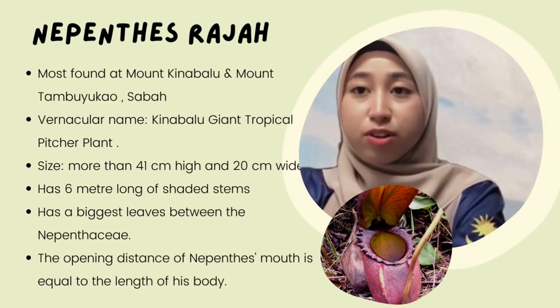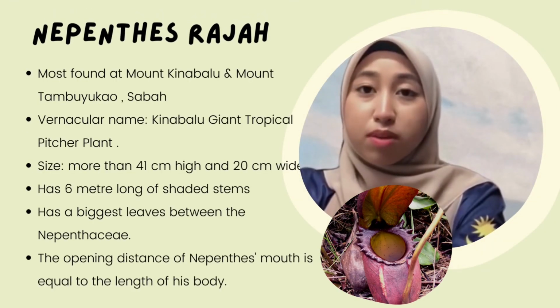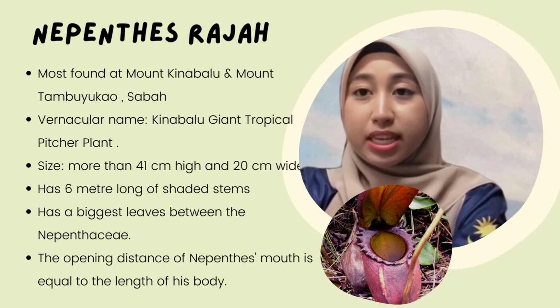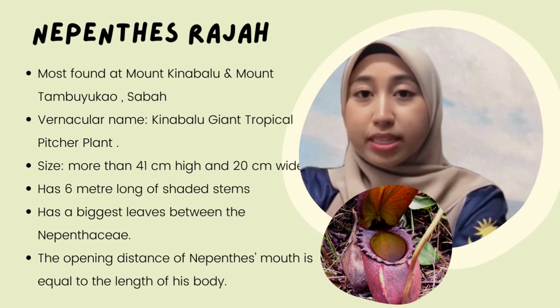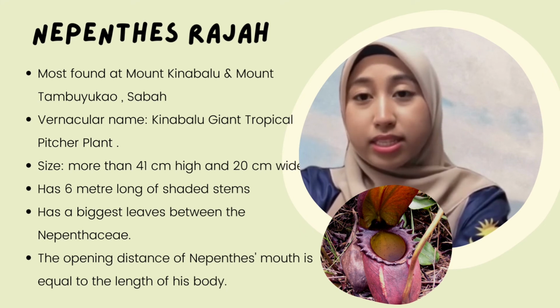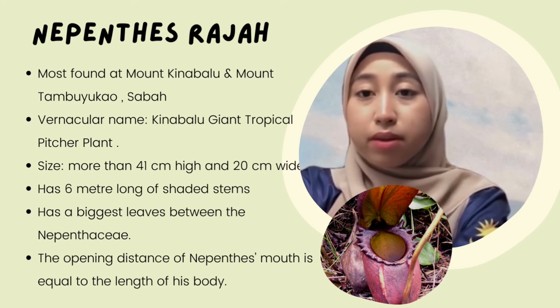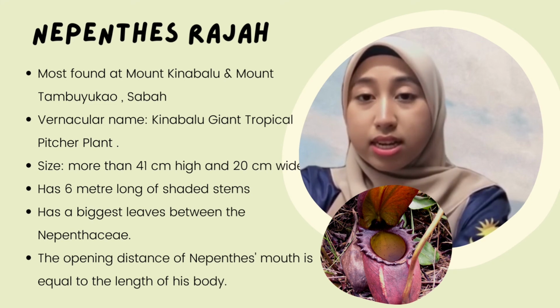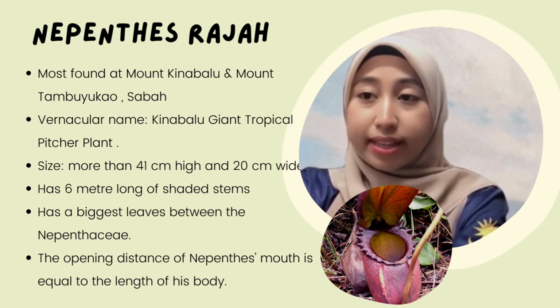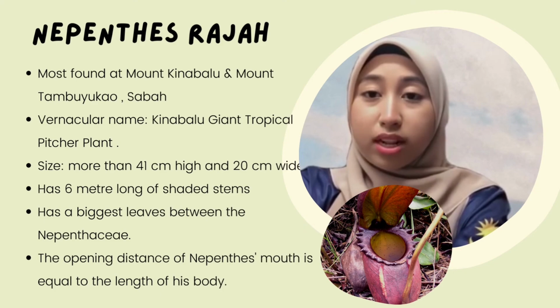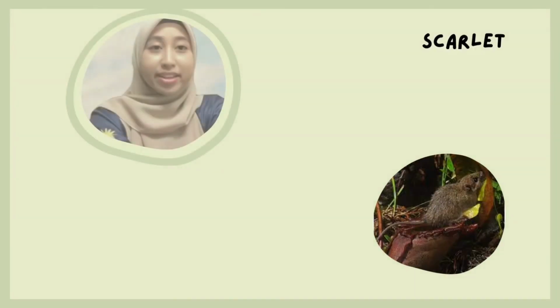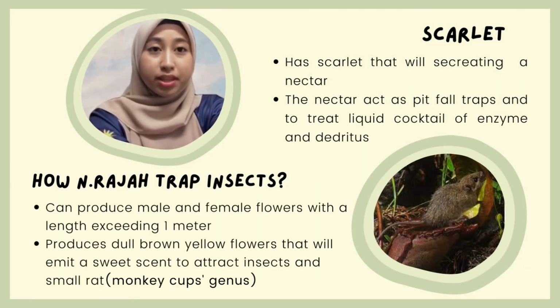Nepenthes rajah was found at two places in Sabah, which are Mount Kinabalu and Mount Tambuyukon. Its common name is the Kinabalu giant tropical pitcher plant. The size of this plant is 41 cm in height and 20 cm wide. This plant has a stem 6 meters long and its leaf is the biggest among all the Nepenthes. The distance between the Nepenthes lid and its peristome is equal to the length of its body. Each plant has a gland that will secrete nectar into the top.